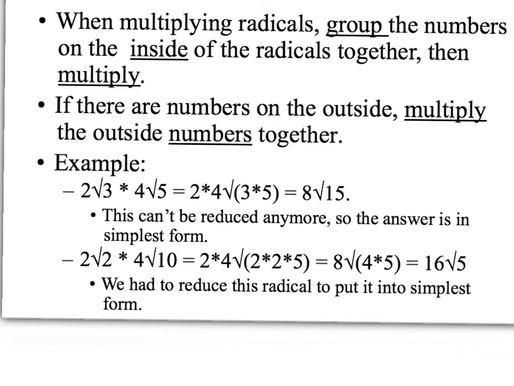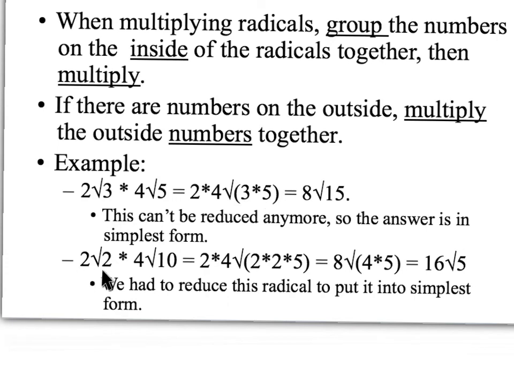There we go. So this first example says 2 square root of 3 times 4 square root of 5. Numbers outside the radical get multiplied outside the radical. The numbers inside the radical get multiplied inside the radical. So 2 times 4 becomes 8. 3 times 5 becomes 15. 3 and 5 are both primes, so we don't need to reduce anymore. Now, sometimes we will need to reduce.